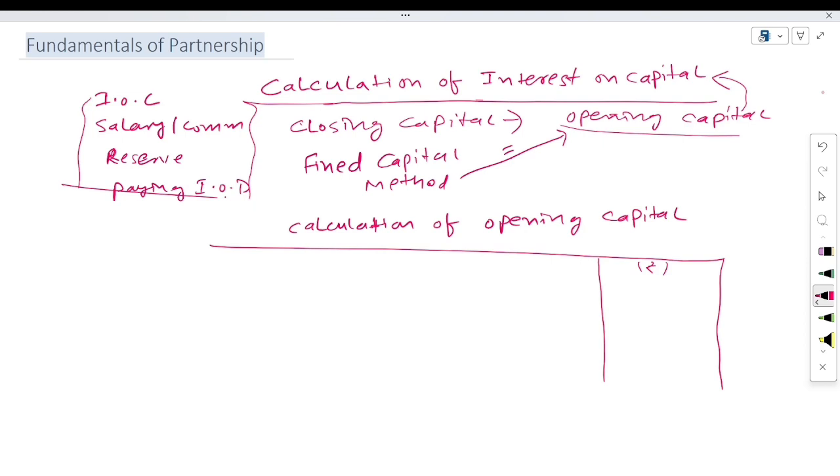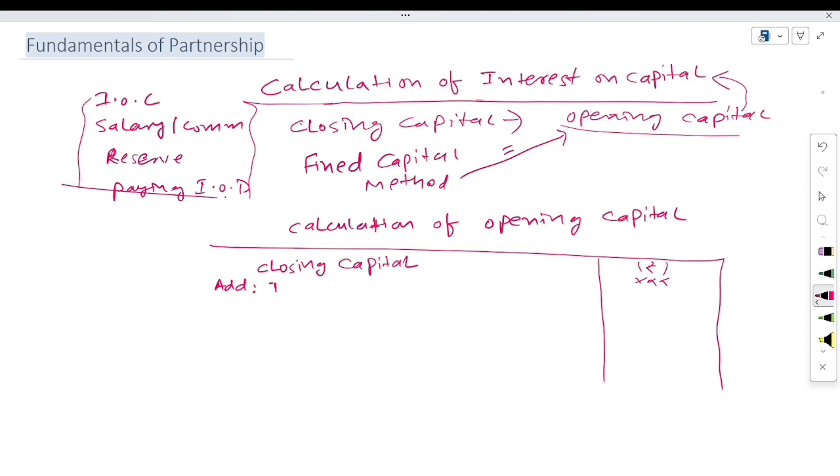First of all, in the question closing capital will be given. We will write here closing capital. Whatever the amount is mentioned, you can write here, no issue. Now here, what are the things that you have to add and what are the things that you have to less?